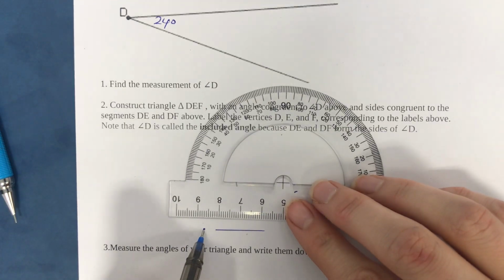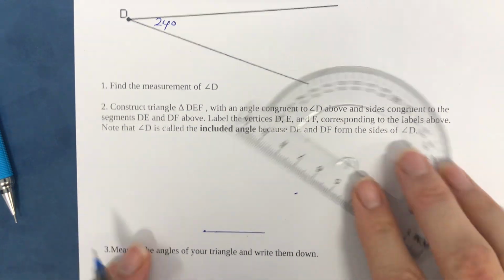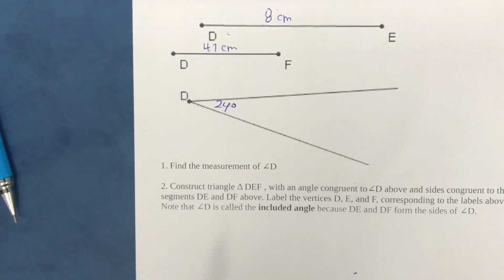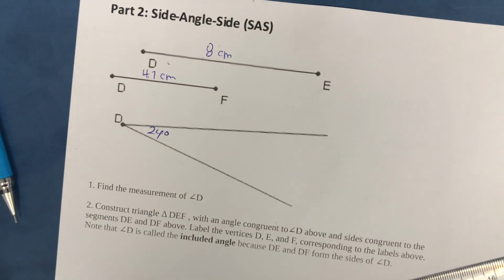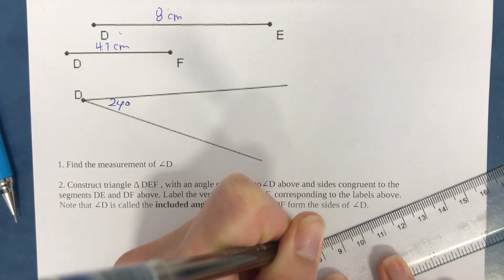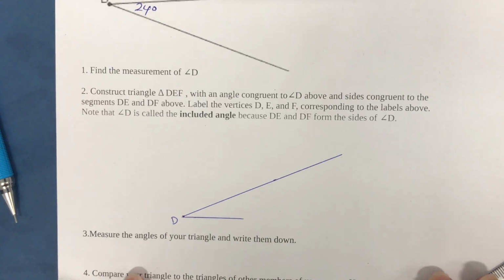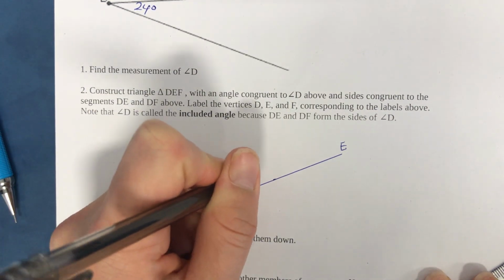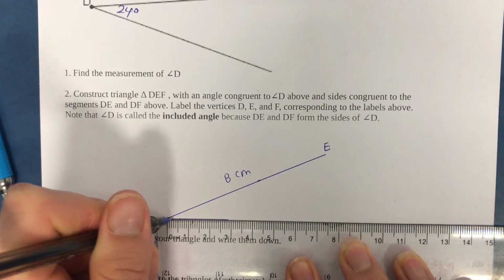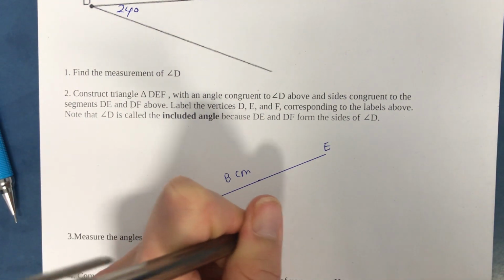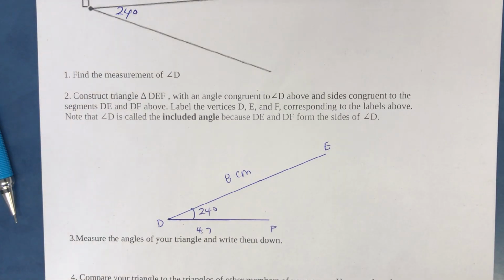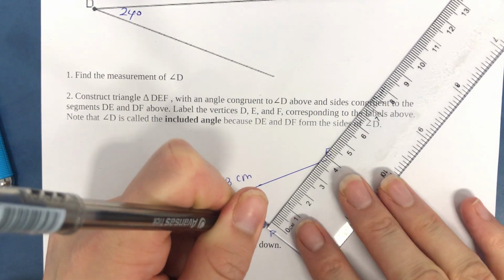So constructing this will look something like this. And I know that I'm going to have 8 and 4.7. So I'm going to make this the longer side. So if I extend this to 8, this is going to be DE, so this is 8 centimeters long. And then DF is 4.7. So I want to make sure now that I make 4.7 for DF. So if I now connect F and E, I have completed my triangle.